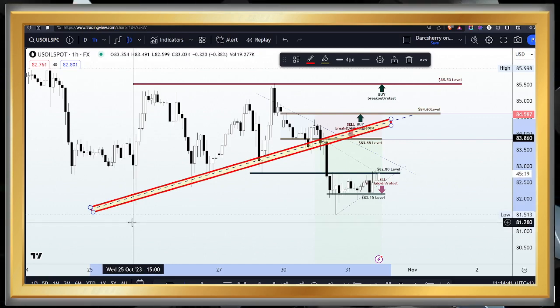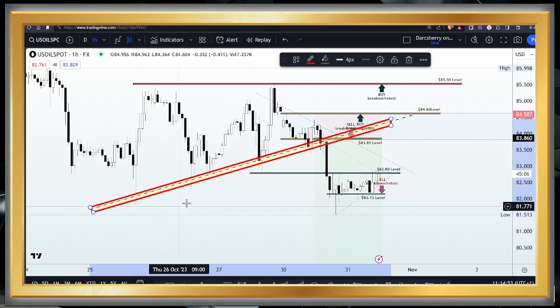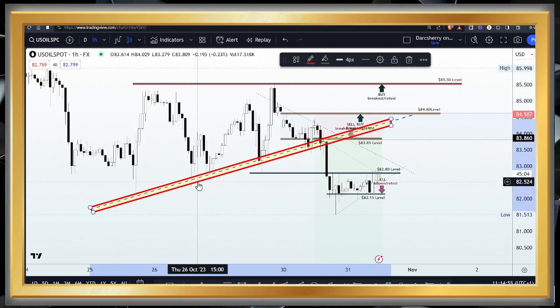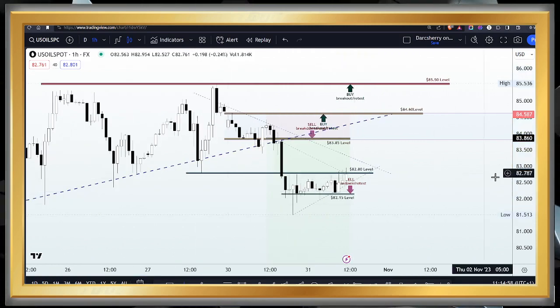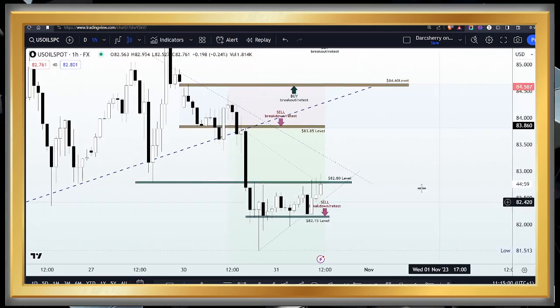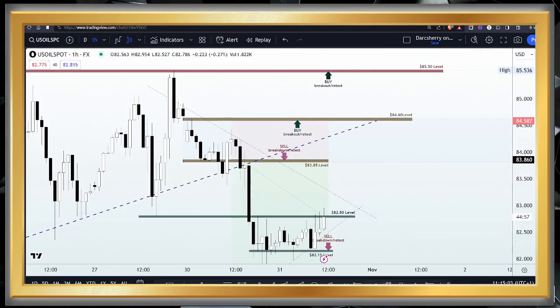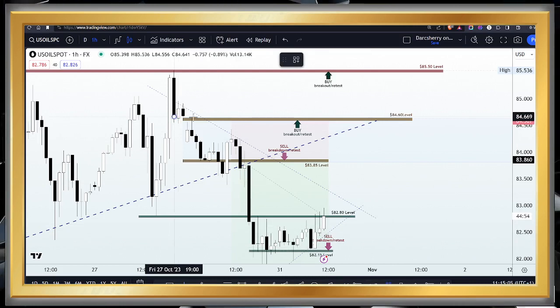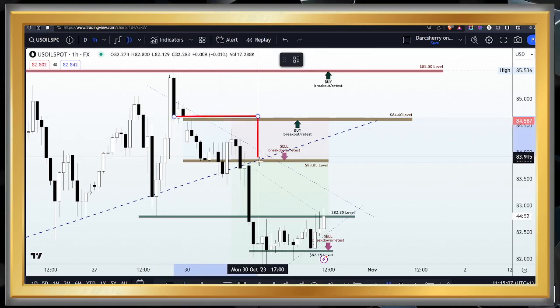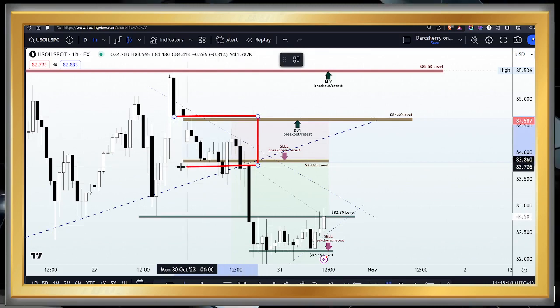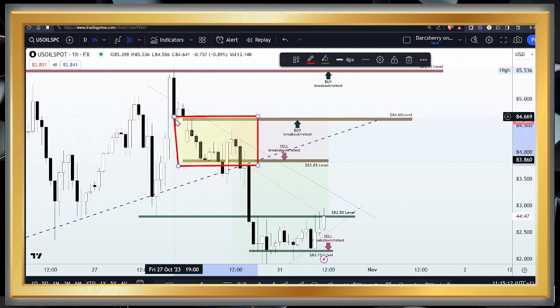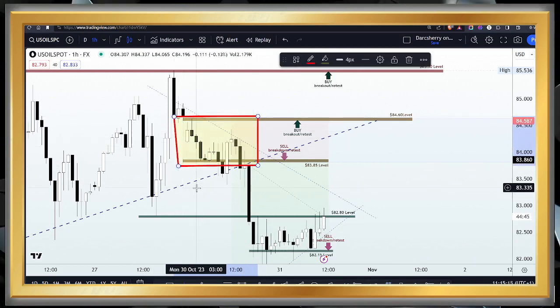As long as price action remains above the ascending trend line, we do want to be looking out for buying opportunities, and only when the trend line is broken to the downside can we start considering selling. Now, outside the ascending trend line here, we also were able to identify a range. As you will see, price action was initially confined within the $84.60 level and the $83.85 area since the beginning of this week.